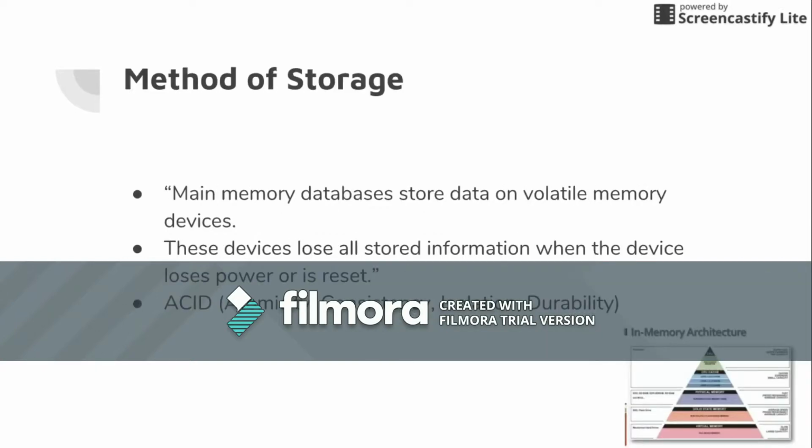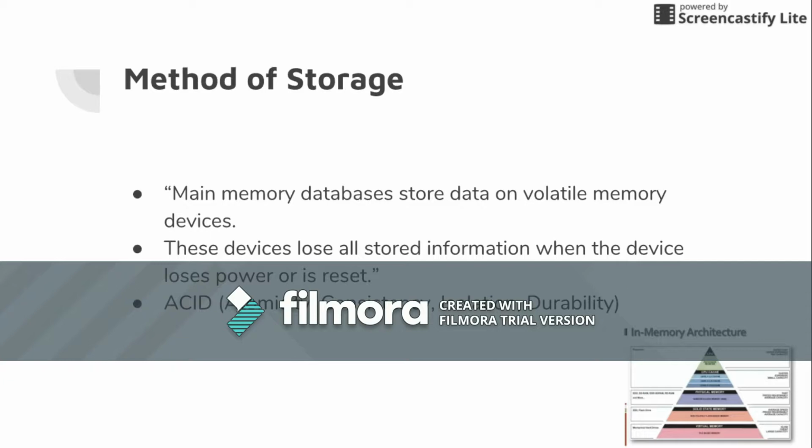So now that we know what an in-memory database is, let's talk about how it stores its data. The first question you might have from the new definition on the screen is, what are volatile memory devices? You already kind of know what a main memory database is because I explained that on the previous slide, but volatile memory devices is another new term. So what is it? They are computer memory that requires power to maintain the stored information.